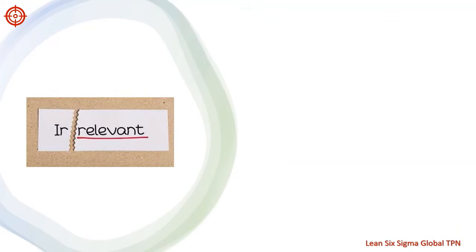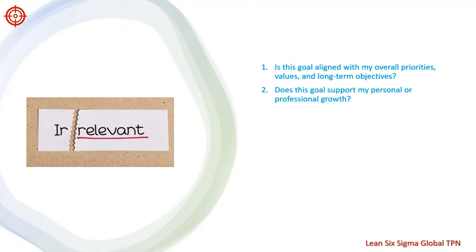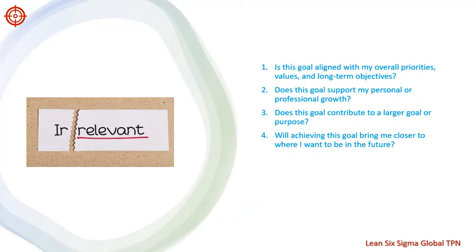Okay, next, the goal should be relevant. Here's how to know whether the goal is relevant or not. Is this goal aligned with my overall priorities, values, and long-term objectives? Does this goal support my personal or professional growth? Does this goal contribute to a larger goal or purpose? Will achieving this goal bring me closer to where I want to be in the future? And is this goal relevant to my current situation and context? If you can answer these questions with a clear affirmative, then your goal is likely relevant.